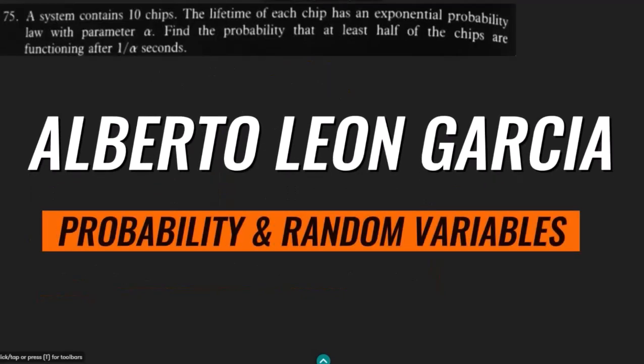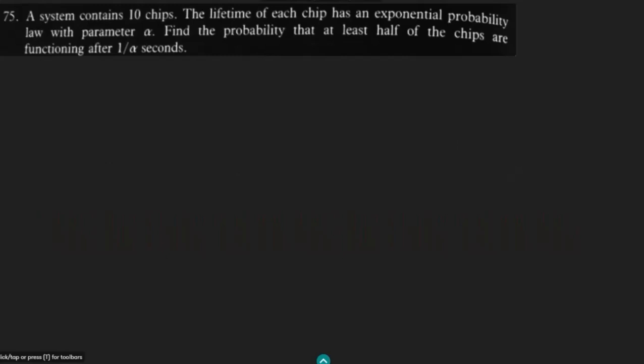Welcome back, guys. This is question 75 in our book, and here we have the statement that a system contains 10 chips. Okay, so the number of chips we have is 10. The lifetime of each chip has an exponential probability law with parameter alpha. Find the probability that at least half of the chips are functioning after 1 by alpha seconds. Okay, so this is the statement, and now let me find the solution of our problem.